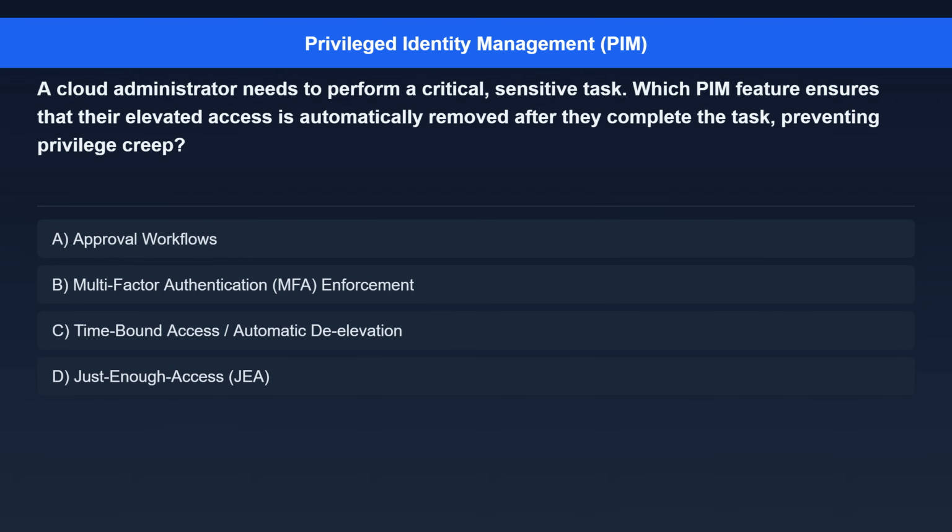Question 2. A cloud administrator needs to perform a critical, sensitive task. Which PIM feature ensures that their elevated access is automatically removed after they complete the task, preventing privilege creep? Option A. Approval workflows. Option B. Multi-factor authentication, MFA, enforcement. Option C. Time-bound access / automatic de-elevation. Option D. Just enough access, JEA.